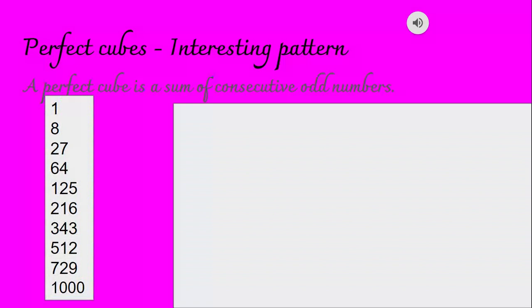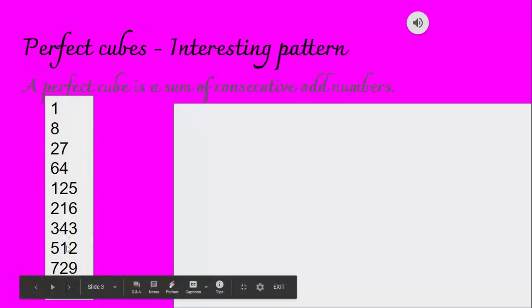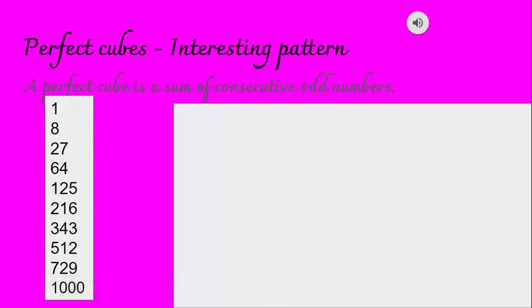So these are the first few perfect cubes that we have seen, right? That is 1, 8, 27, 64, 125, 216, 343, 512, 729, and 1000. So let's see how they are sums of consecutive odd numbers. So 1 is equal to 1, isn't it? There is no change. 1 is the odd number. So the first odd number is 1. So 1 cube is also 1.